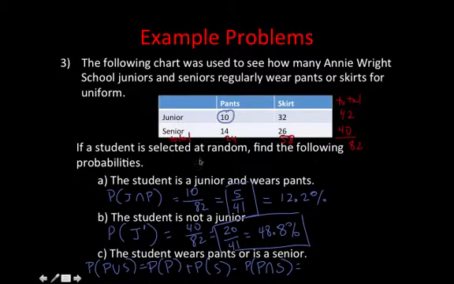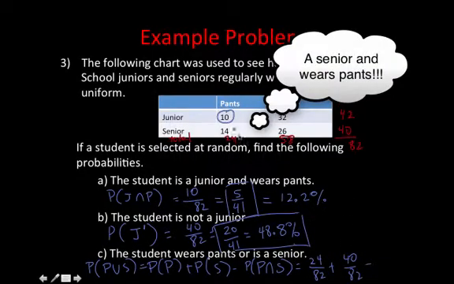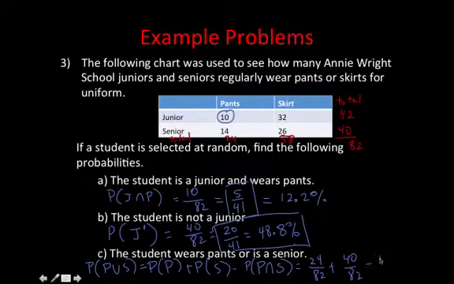So the probability that a student wears pants is 24, because that's the total of this column, 24 out of 82. The probability that a student is a senior would be this row, so 40 out of 82, minus the probability that the student is a senior and wears pants. So that would be 14 out of 82.